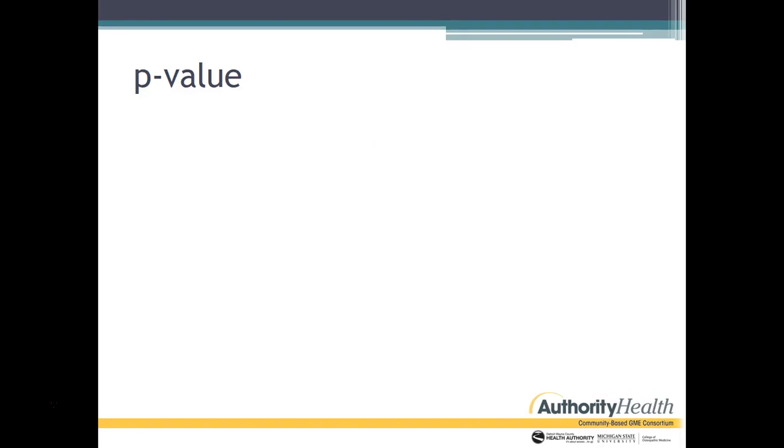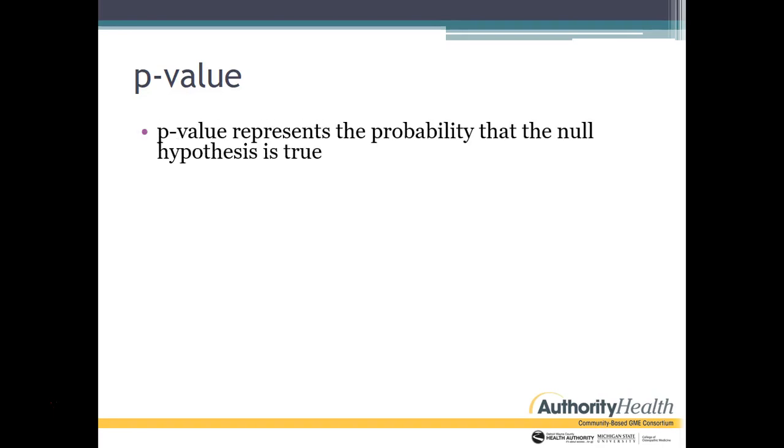So we talk about this idea of p-value all the time. The p-value represents the probability that the null hypothesis is true. So basically, it's the probability that your results are due to chance and not by the intended exposure outcome.